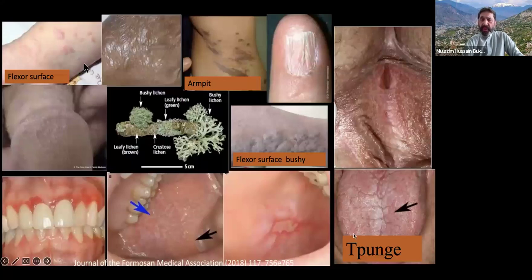Even the mucosa, this is the tongue. And then this is the skin again, and this is the purpura. So mucosa, teeth, and these are sometimes bushy, sometimes leafy, sometimes mixed. Most of these pictures are of the flexor surface. This is called hyperplastic lichen planus.